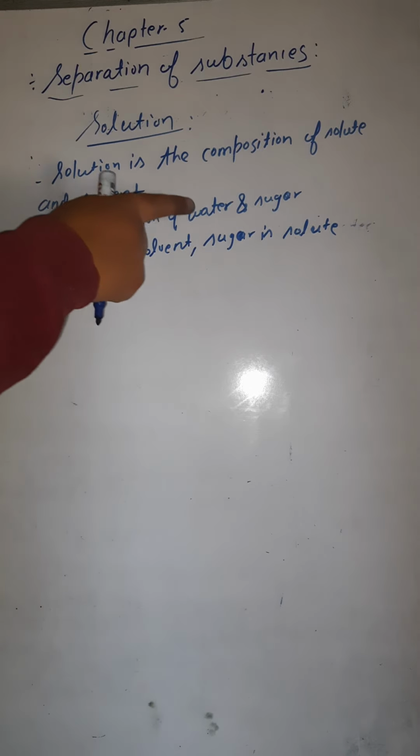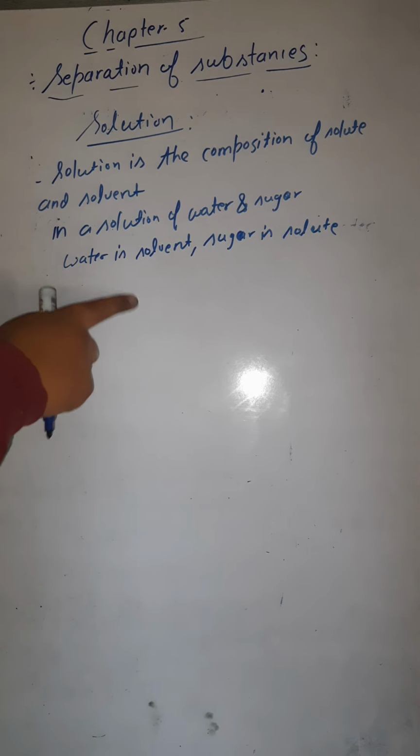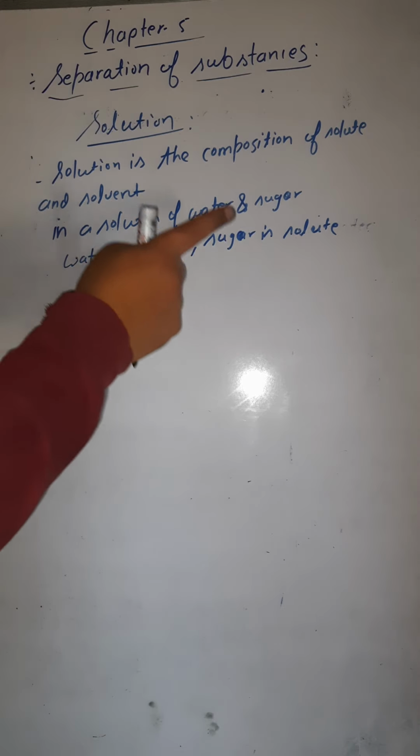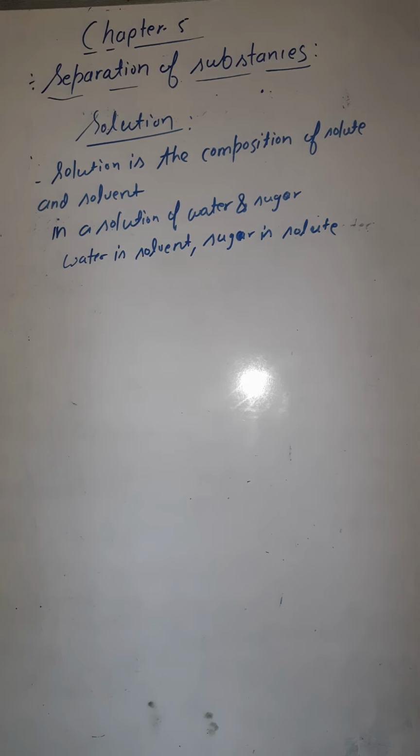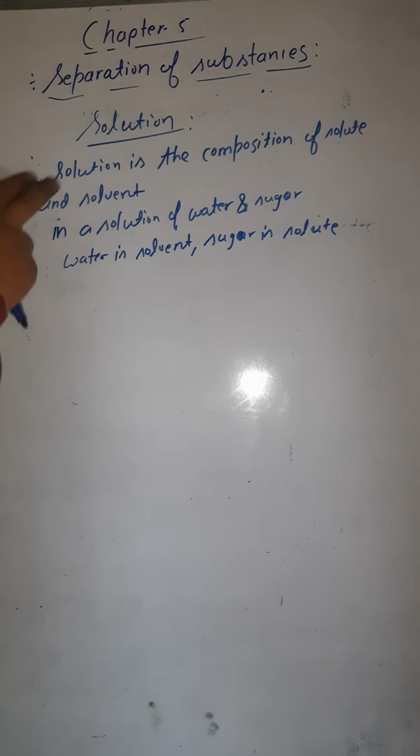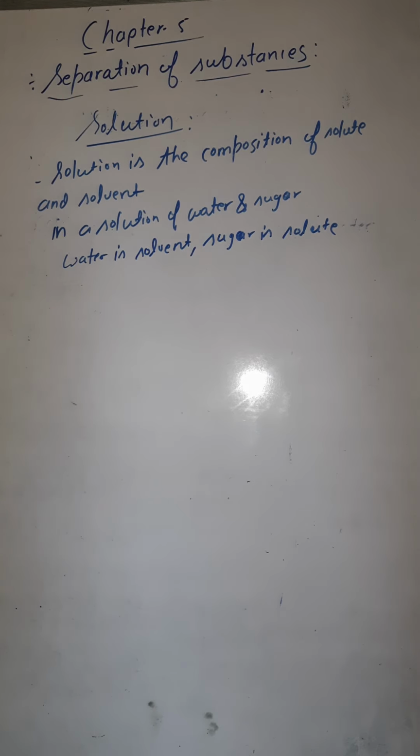Suppose you have a solution of salt and water. So what is solvent there? Solvent is water and solute is salt at that time. Okay, are you getting this? Yes. So solution is the composition of solute and solvent. Getting this? Now let's discuss the saturated solution.